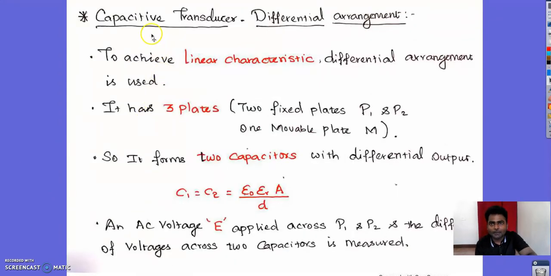And coming to the capacitive transducer of differential arrangement, this arrangement is made to achieve the linear characteristics of the capacitor, that is, the curve between the displacement and the capacitance.